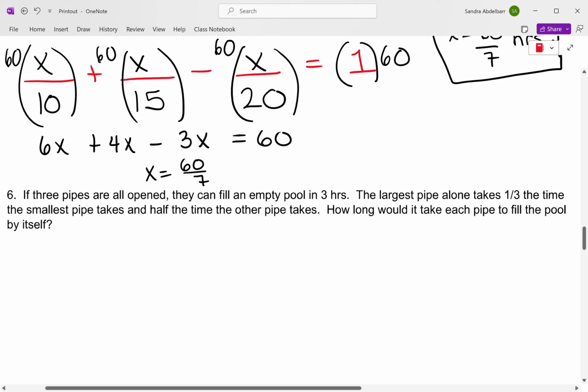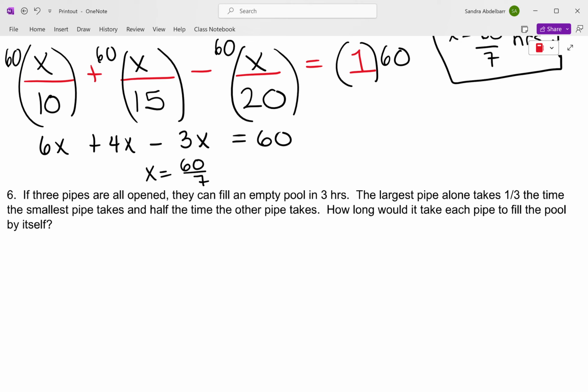All right, I want you to try number 6 on your own, but I will give you a hint, okay? If I were you, when it says the largest pipe alone takes 1/3 the time of the smallest pipe, I would let the largest pipe be x. I wouldn't let the largest pipe be 1/3 x. That way you're not dealing with a fraction.